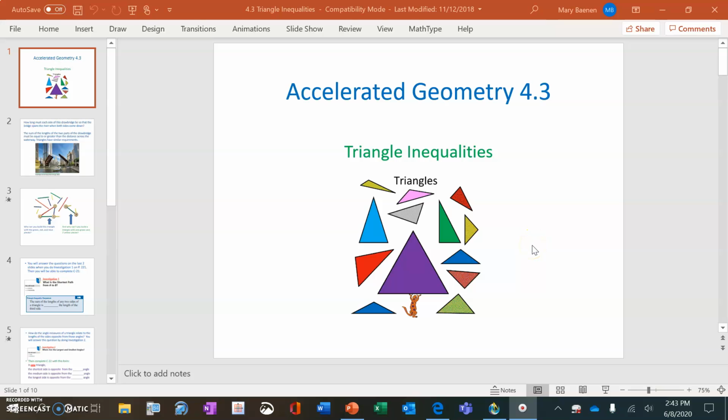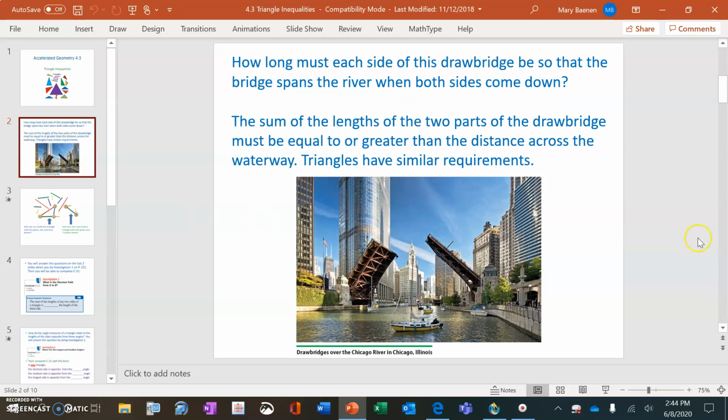This is Accelerated Geometry, Section 4.3, Triangle Inequalities. So the first thing we show is a drawbridge that goes over the Chicago River in Chicago. And the question is, how long must each side of this drawbridge be so that the bridge spans the river when both sides come down?